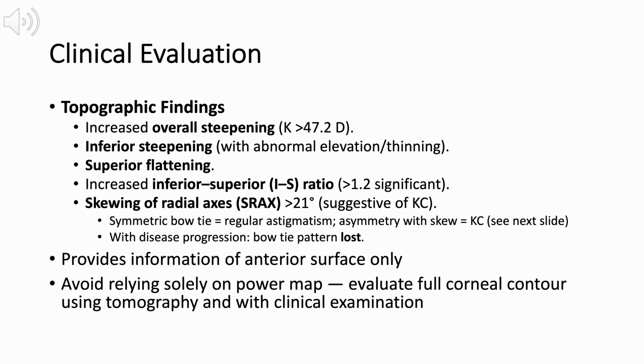Normally, with regular astigmatism, we see a symmetric bow-tie pattern on topography. However, as keratoconus progresses, this bow-tie pattern becomes distorted and is eventually lost, reflecting the irregular astigmatism. It is important to emphasize that we should not rely solely on the power map of the cornea. Instead, we must evaluate the full corneal contour, including elevation and pachymetry maps, to avoid misdiagnosis or missing early disease.